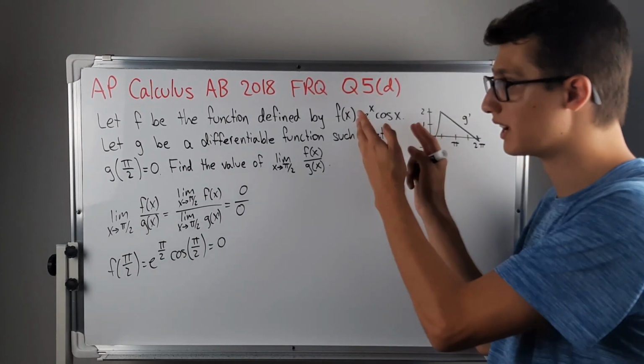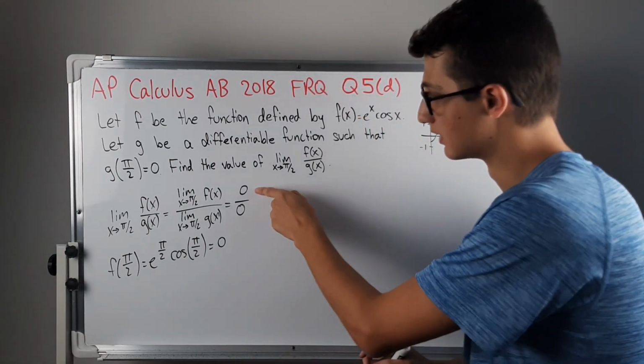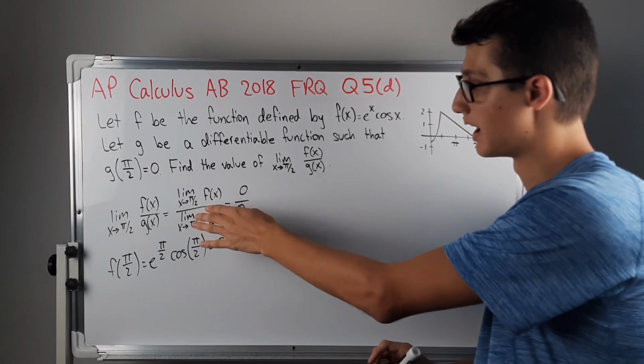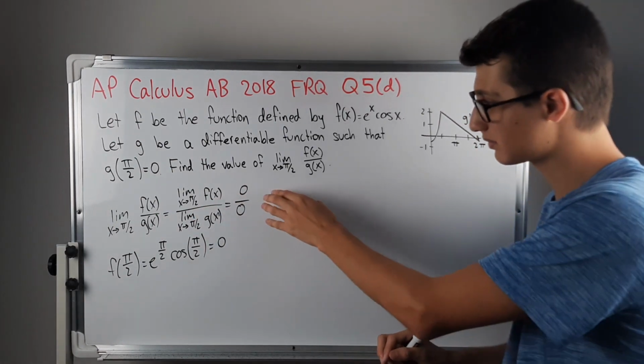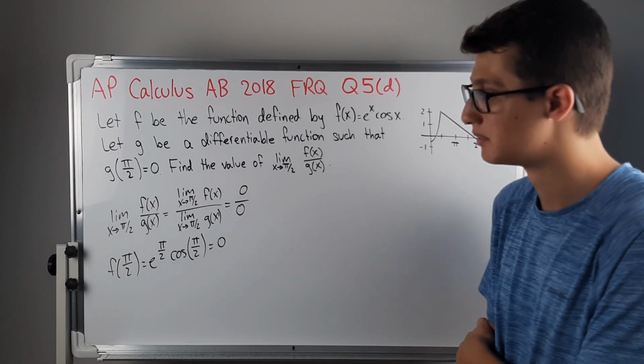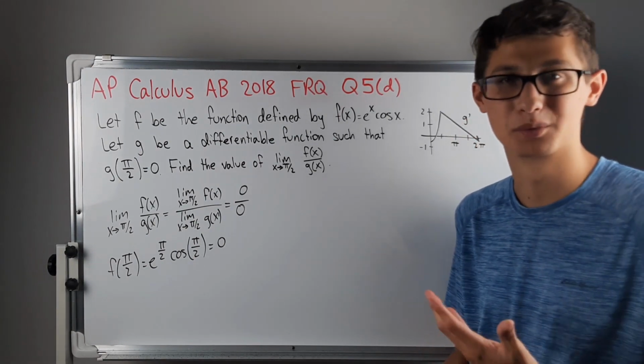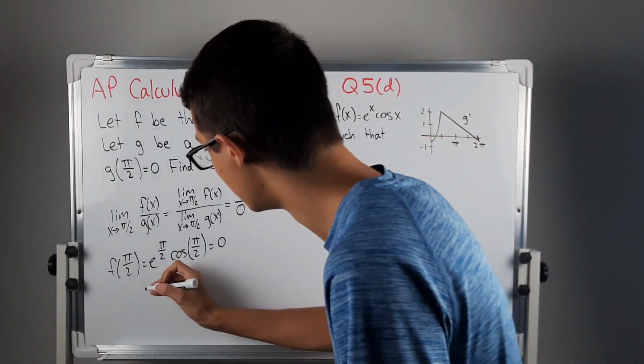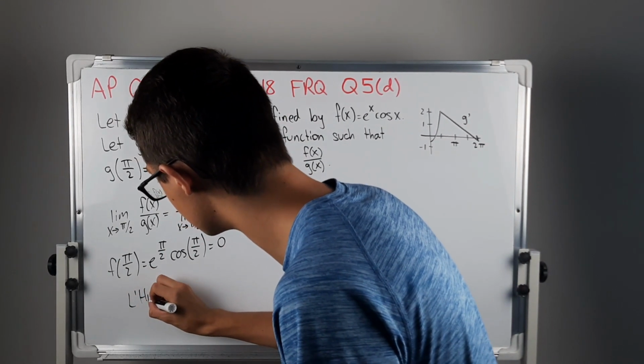Because this is continuous, it's okay to just plug in the value at pi over 2. So there we go, we got 0 over 0, which warrants a L'Hopital's rule sort of situation. So let me just write here, we're going to use L'Hopital's rule.